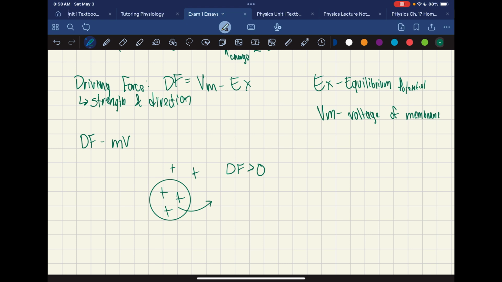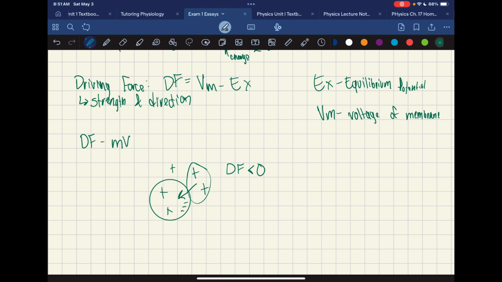For example, if we flip it, if we say the driving force is lower than 0, so it's negative, for a positive ion, there's more outside the cell. So therefore, more of the positive ions are going to move into the cell. So we have to look at our charges here. We have to take account of what the driving force is telling us. Is it negative or positive? We're going to look at ourselves inside the cell. For this example, we see that the driving force is more negative.